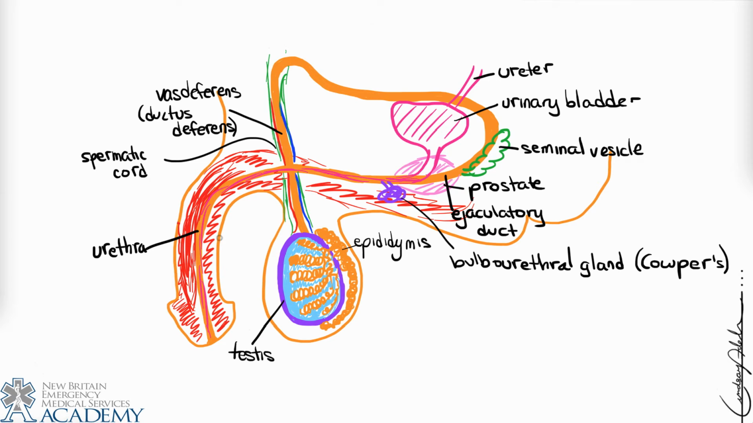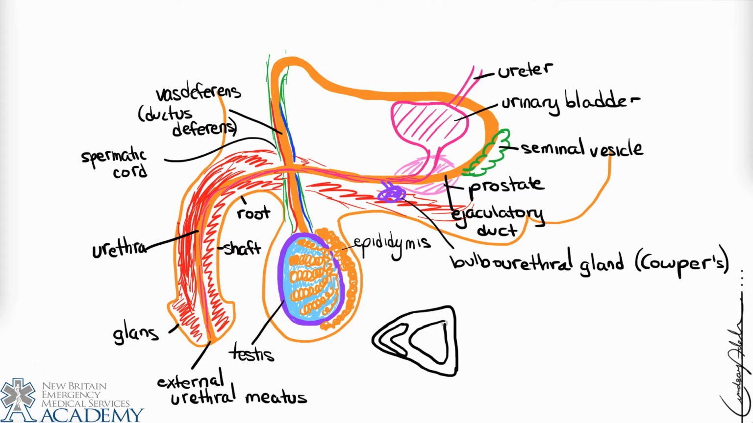And we can see that the urethra exits through the penis, and we'll just label the parts. We have the root, which is the point of attachment of the penis to the male body. We have the shaft, which is the length of the penis, and then we have the glans, which is the distal portion of the penis that surrounds the external urethral meatus, or the hole where the urine and semen comes out.